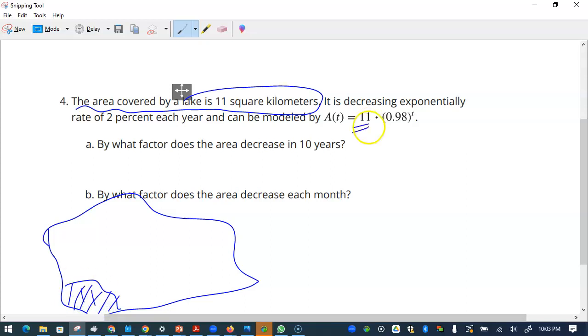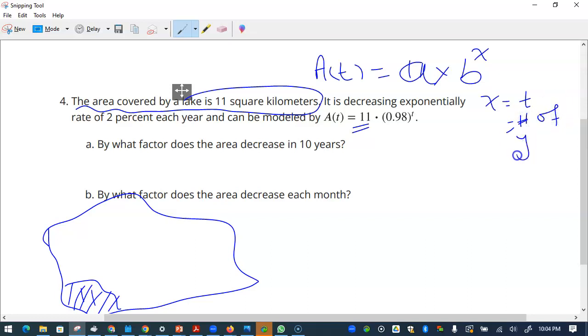So that's why in the beginning the formula is always, here it is A depending on years. T is years here. So in the beginning there was 11. So the formula is A times B raised to X. So X here is used as T, which is the number of years. So the question is, what factor does the area decrease by?